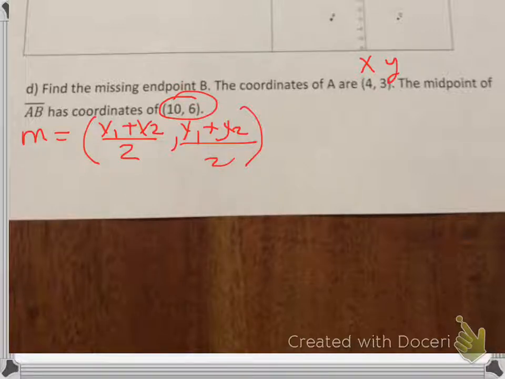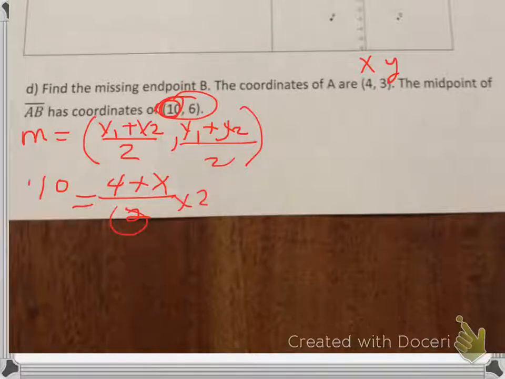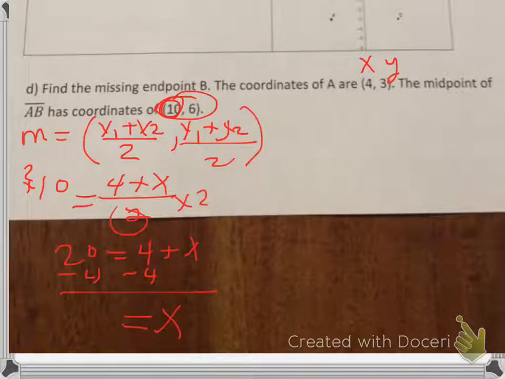So as far as this goes, I have one of my x values, which is 4, but I don't have the other x value. But I know when I divide that by 2, it's going to equal 10. So then I'm just going to solve that and figure it out. So get rid of the 2 off the bottom by multiplying both sides by 2. And I get 20 equals 4 plus x, minus the 4 over. And I get x equals 16. So that's the first part of my ordered pair, 16.